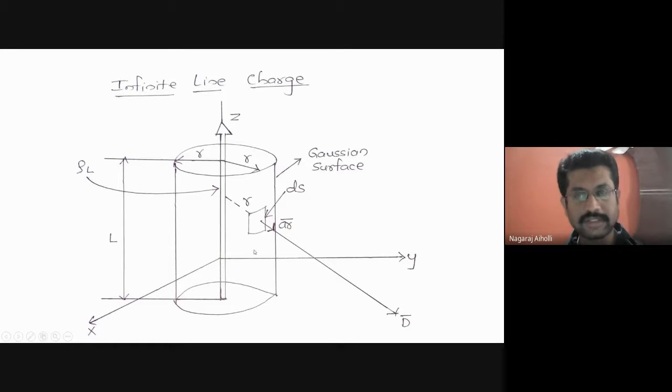This is our Gaussian surface, and we are considering a small portion on this Gaussian surface. We know that whenever we are considering the Gaussian surface, it should be a closed surface. That is one of its features. And then the electric flux density D bar should be normal to the Gaussian surface. Keeping these two points in mind, let us move ahead.